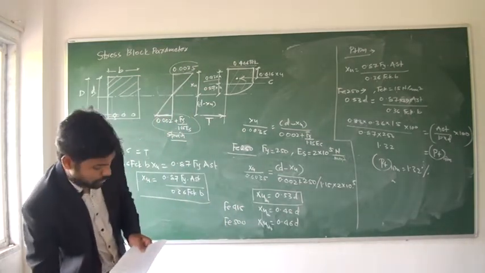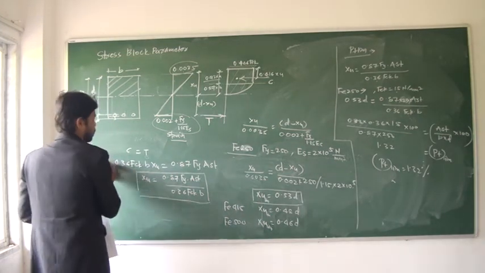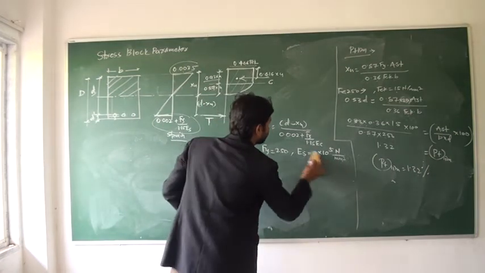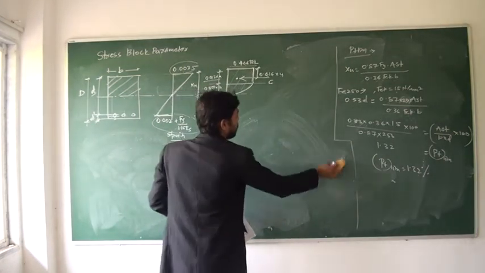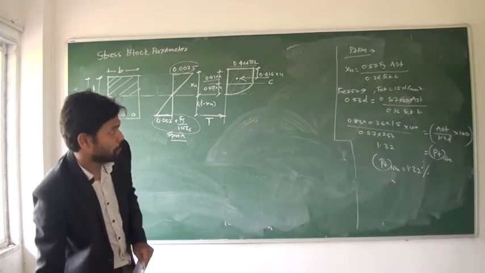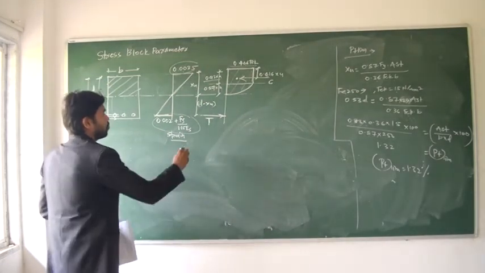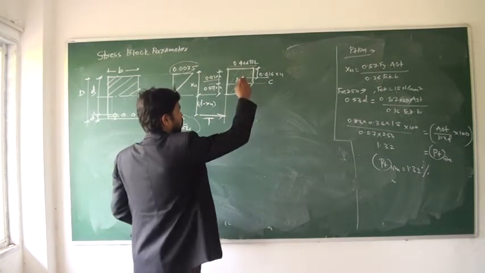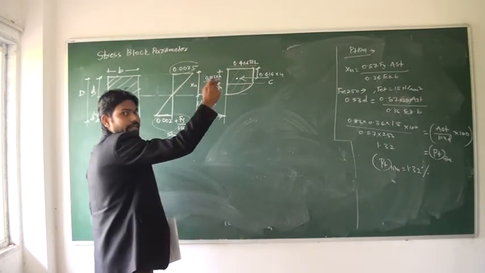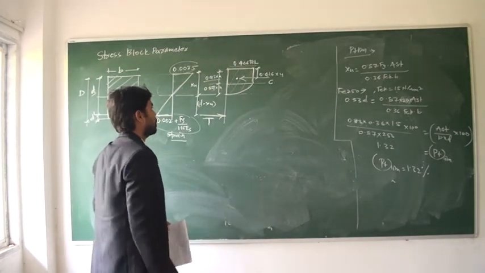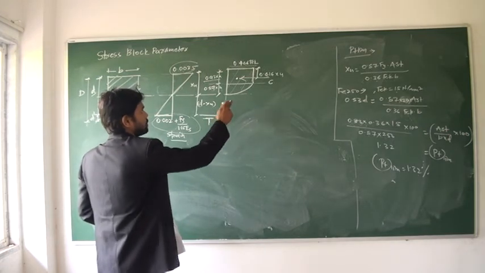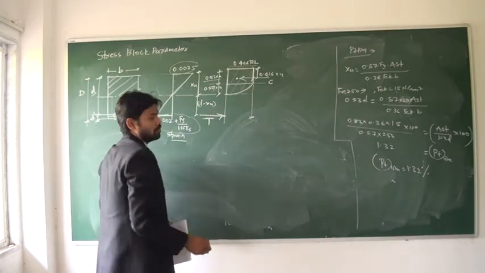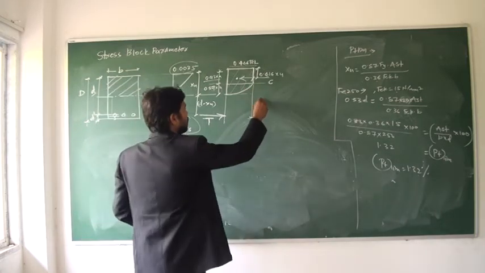Now one more constant is there, that is the moment of resistance constant. Now what is that MR constant? See, this is tension and this is compression. Both the forces act on the same member in equal and opposite direction. Now both the directions are opposite to each other, so these two forces will form a couple with a lever arm.